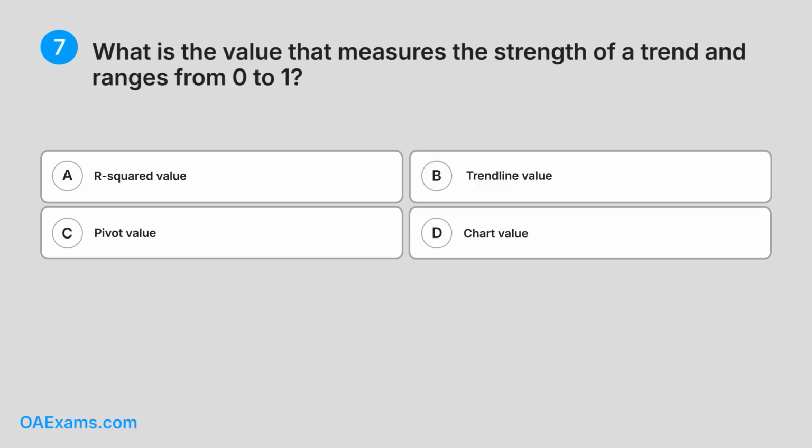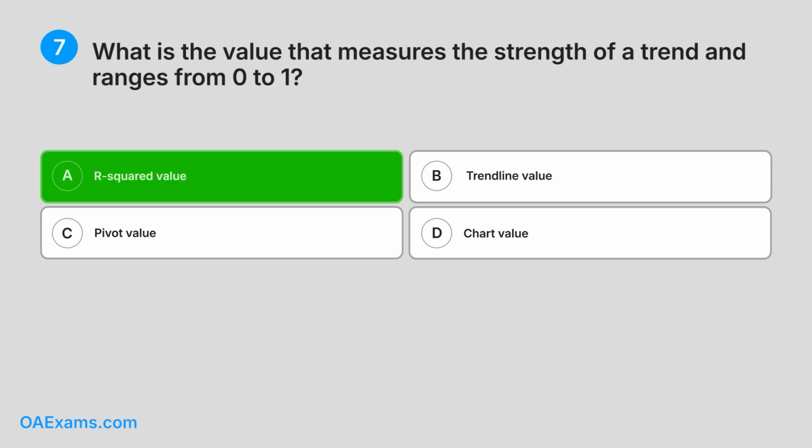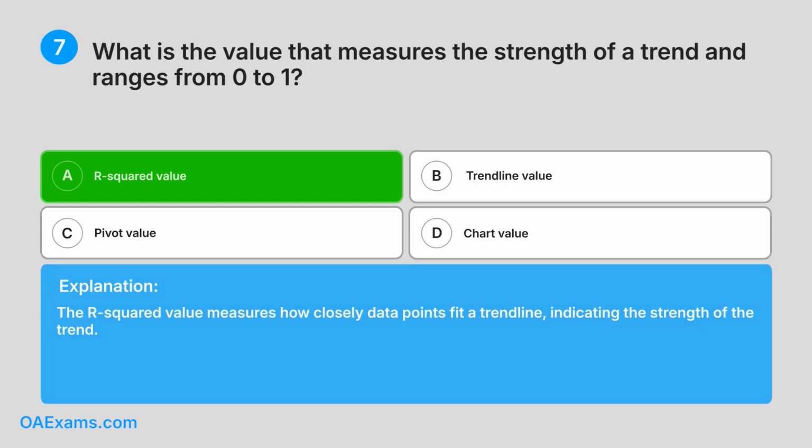7. What is the value that measures the strength of a trend and ranges from 0 to 1? A. R² value. B. Trend line value. C. Pivot value. D. Chart value. Can you guess the answer? Correct answer A. R² value. Explanation: the R² value measures how closely data points fit a trend line, indicating the strength of the trend.